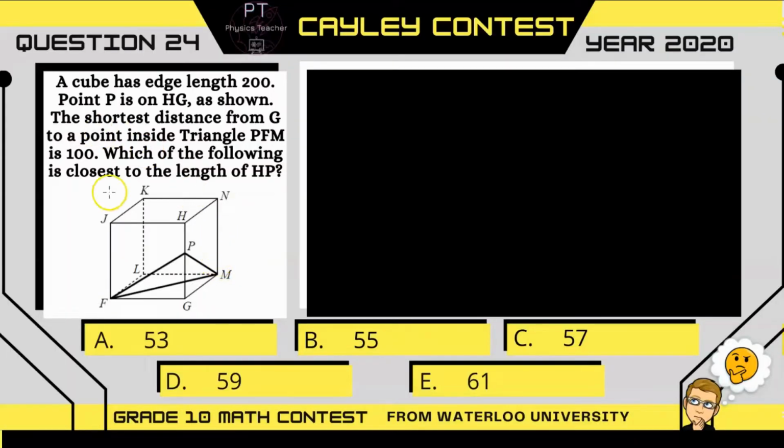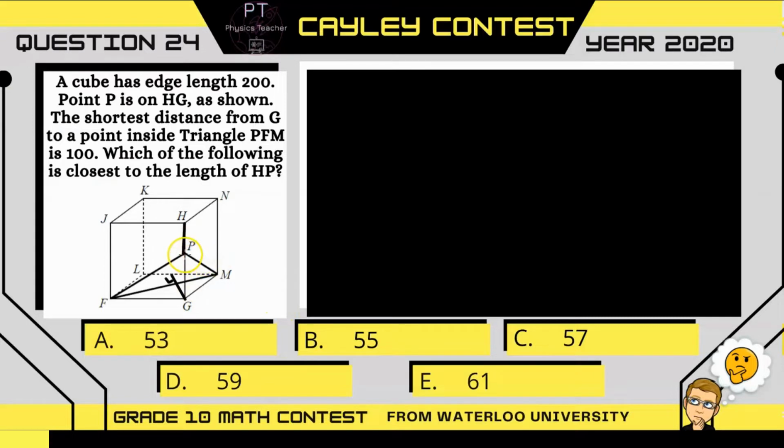Okay, so in this question, we have a cube where each side length is 200. Point P is on this side here, HG, and the shortest distance between G and a point inside this triangle, PFM, is 100. So we can actually draw that in here right there. And the shortest distance would be perpendicular to that surface, like so. And then the question says, which of the following is closest to the length of HP? So I have to figure out what this length HP is.